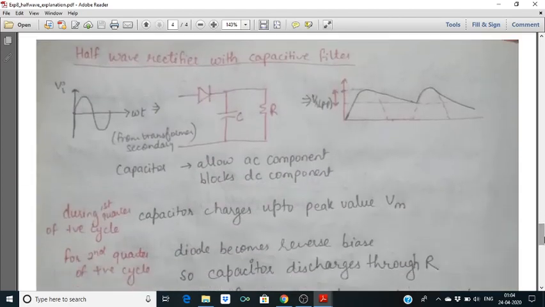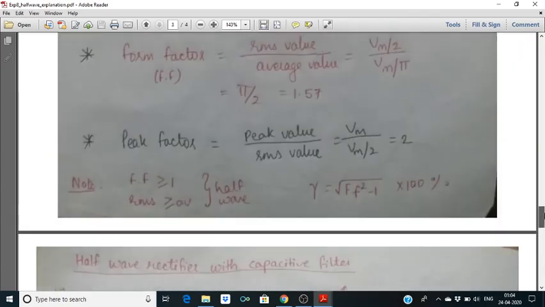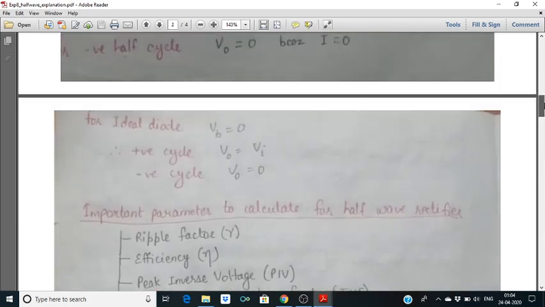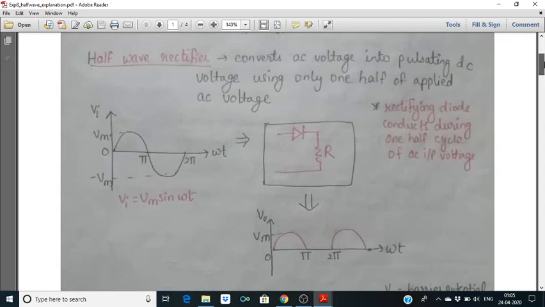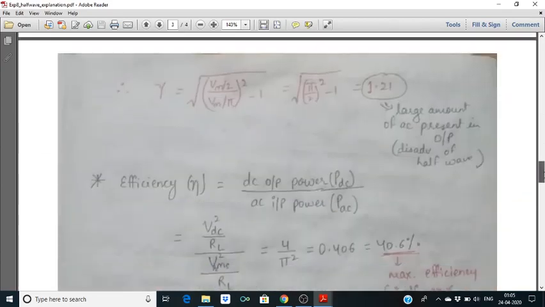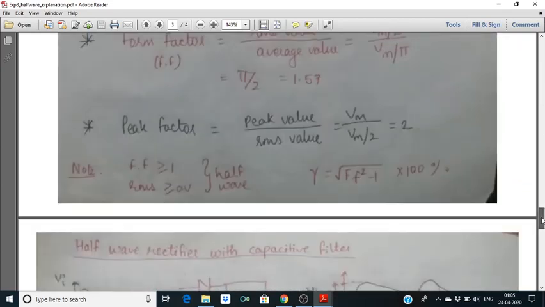Now coming to half wave rectifier with capacitive filter. As we can see, without filter we get pulsating DC in half wave rectifier. So to smooth this pulsating DC we use a filter.